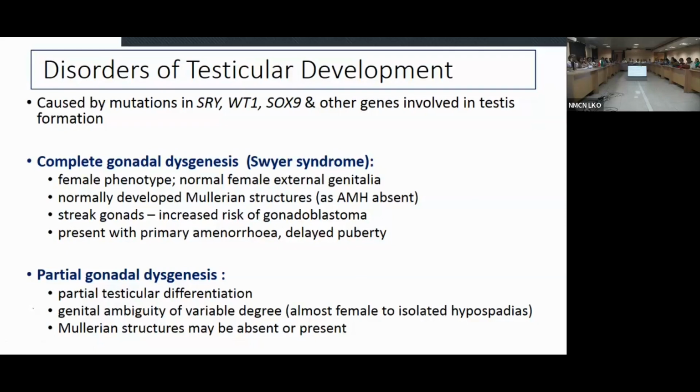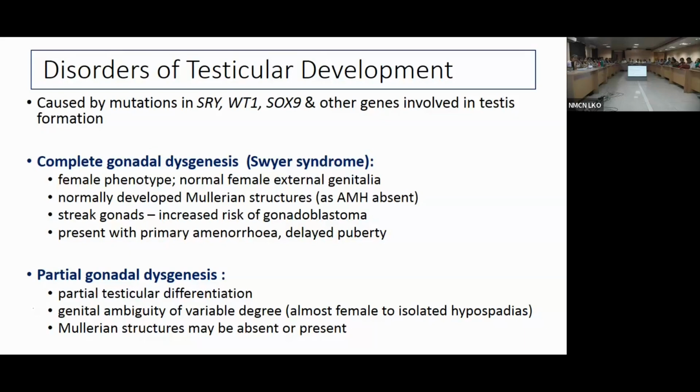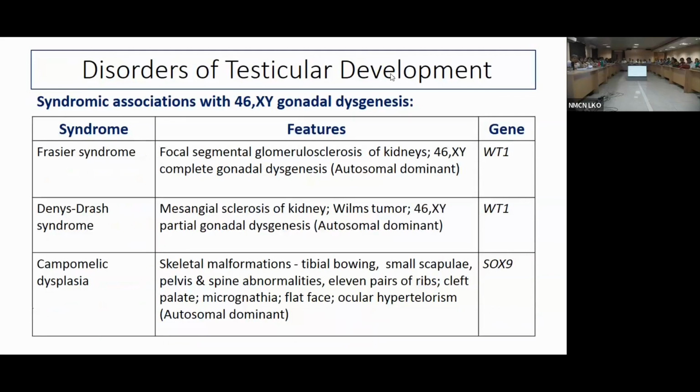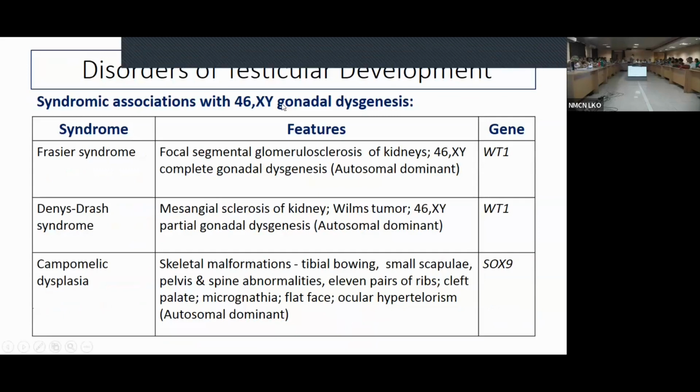Partial gonadal dysgenesis, again, to an extent, the testicular tissue may have formed, and depending upon how much functioning testicular tissue is there, depending upon how much testosterone and AMH is being produced, the genital ambiguity will vary, and also the Mullerian structures may be absent or present or underdeveloped depending upon how much AMH has been produced from the partially developed testes. Most of these complete gonadal dysgenesis individuals are non-syndromic, but there are some syndromes which are known to be associated with 46XY gonadal dysgenesis.